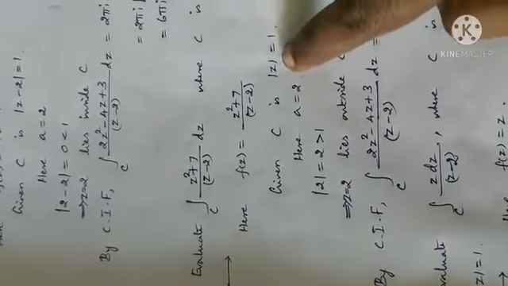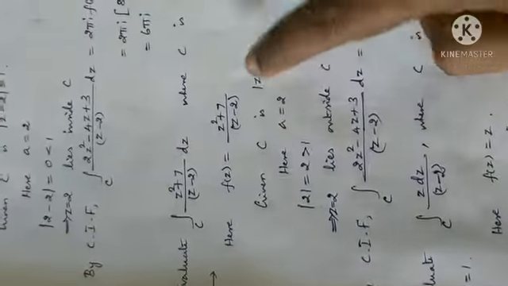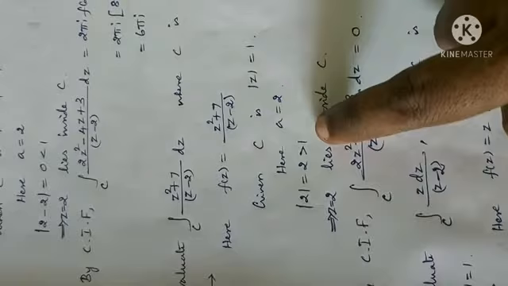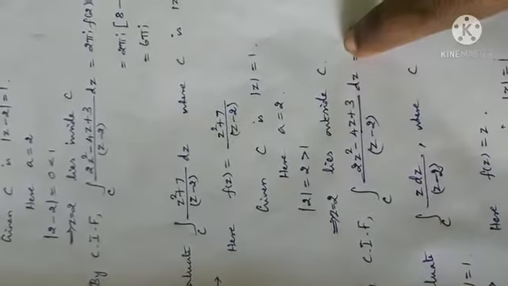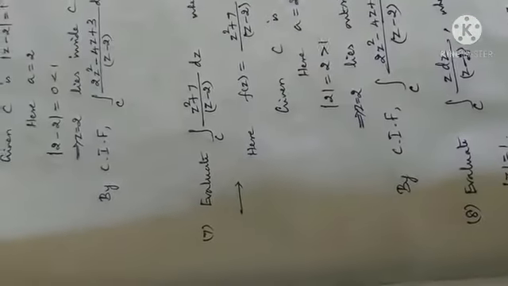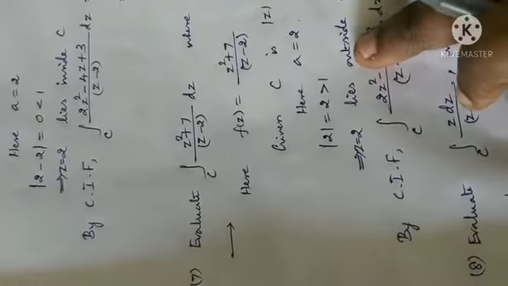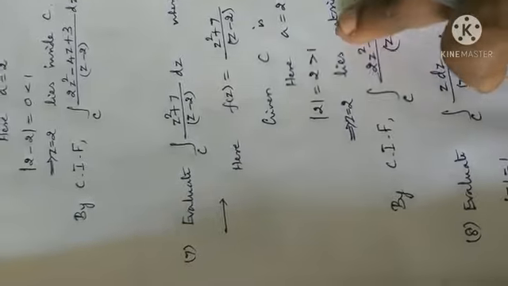Substitute a equal to 2 in z, because z is equal to a. So modulus of 2 is 2, which is greater than 1, which shows this z equal to 2 lies outside the curve. Hence, the answer of the integral is 0. I told you there are two methods to find the answer, to check whether the point lies inside or outside.